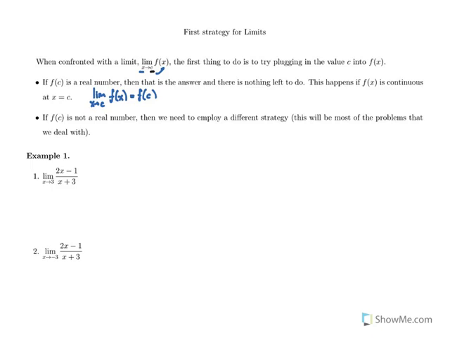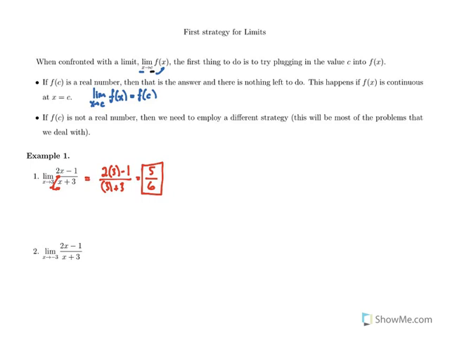So here we have the limit as x approaches 3 of 2x minus 1 over x plus 3. The first thing we're going to do is plug in the value of 3 for x in every single spot where we have an x. This is going to give us 2 times 3 minus 1 over 3 plus 3, which is equal to 5/6. And since that's a real number, that is the answer to our limit.